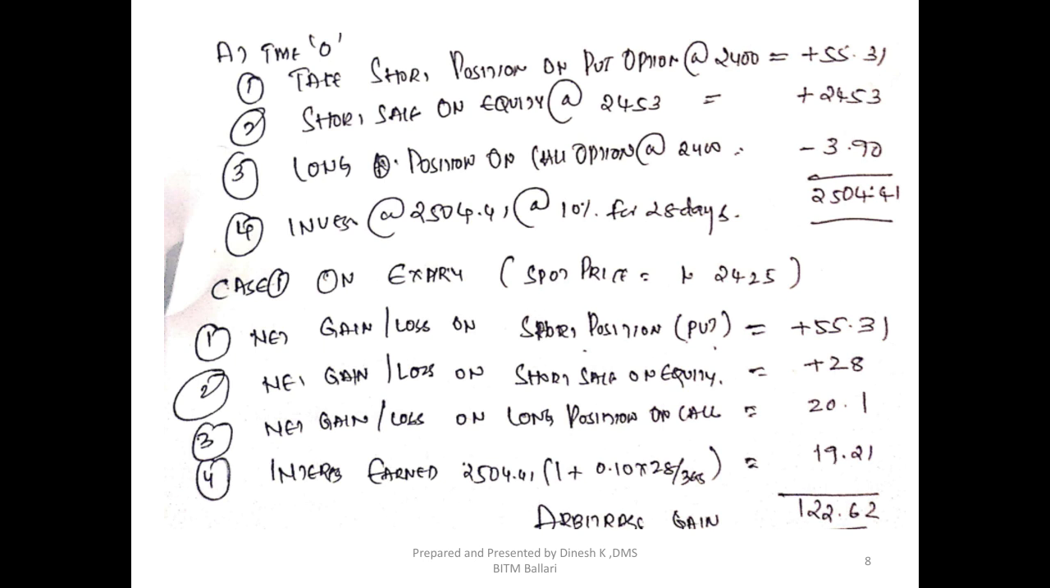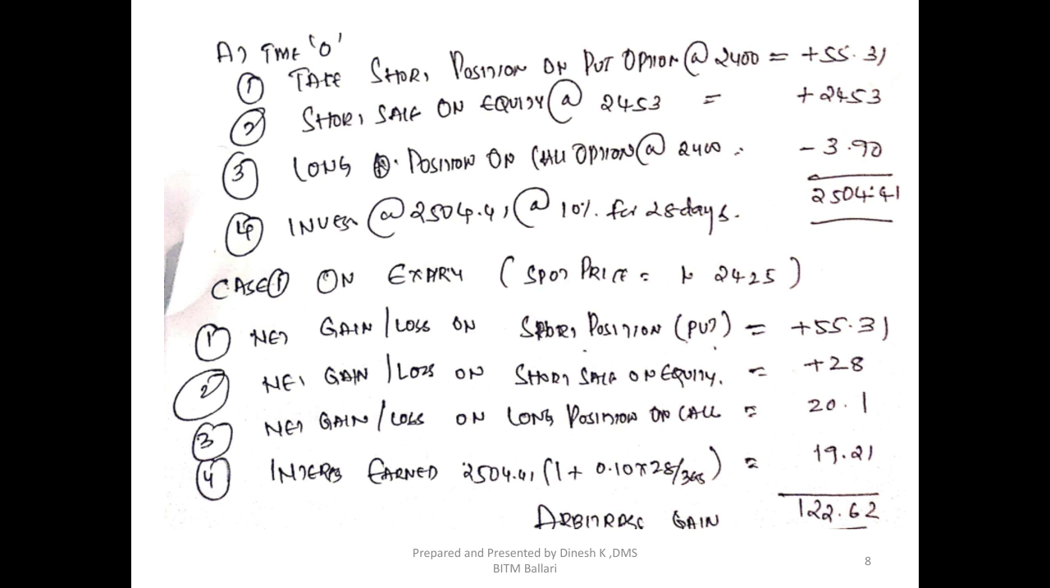Then I have taken a long position on a call for 2400, for which I have paid a premium of 3.90, right? So today the price of the stock in the market is 2425. So I'll be making a gain of 25 rupees because I have the right to buy for 2400. The current market price is 2425. But I already paid a premium of 3.90. 25 minus 3.90, I'll be making a gain of 20.10.